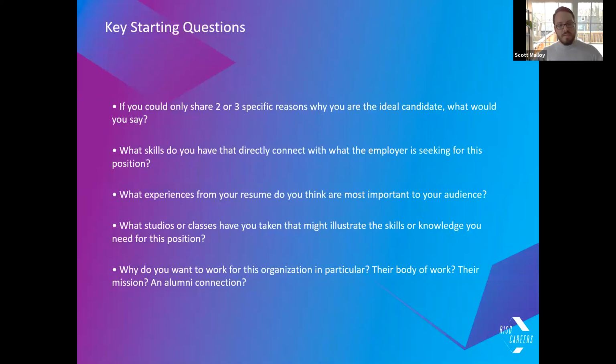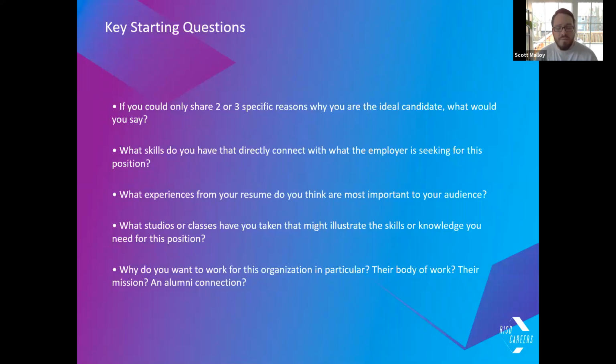As we did with the resume, before you even put pen to paper or start typing, because nobody really puts pen to paper anymore, we want to think about some key questions to get us started. If you could sum it up in one key question, think about this one: if you could only share two or three specific reasons why you're the ideal candidate, what would you choose? What would you highlight about yourself? That's one way you can start to brainstorm what you'll say in the cover letter. Here are different spins on that same idea.